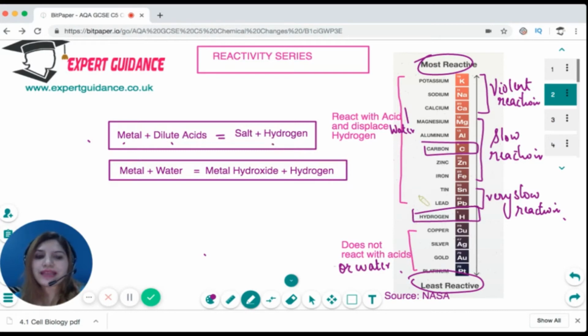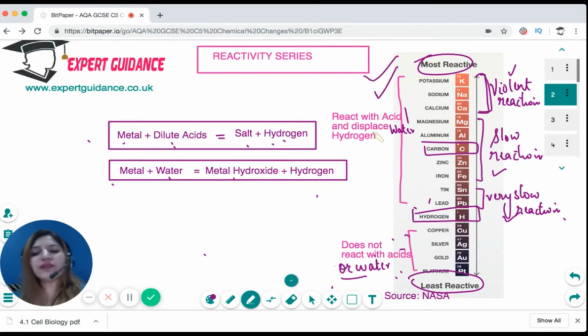So all the metals which are above hydrogen in the reactivity series will react with dilute acids and form salt and hydrogen. Similarly with water, all the metals which are above hydrogen will react to form metal hydroxides and hydrogen. And we will see the elements at the top will show violent reactions. The elements in the middle will show slow and very slow reactions. And the ones at the bottom will not react with acids or water. So depending on the observation we see with the acids or water, we can place the elements on the basis of their reactivity and we'll get a series like this.